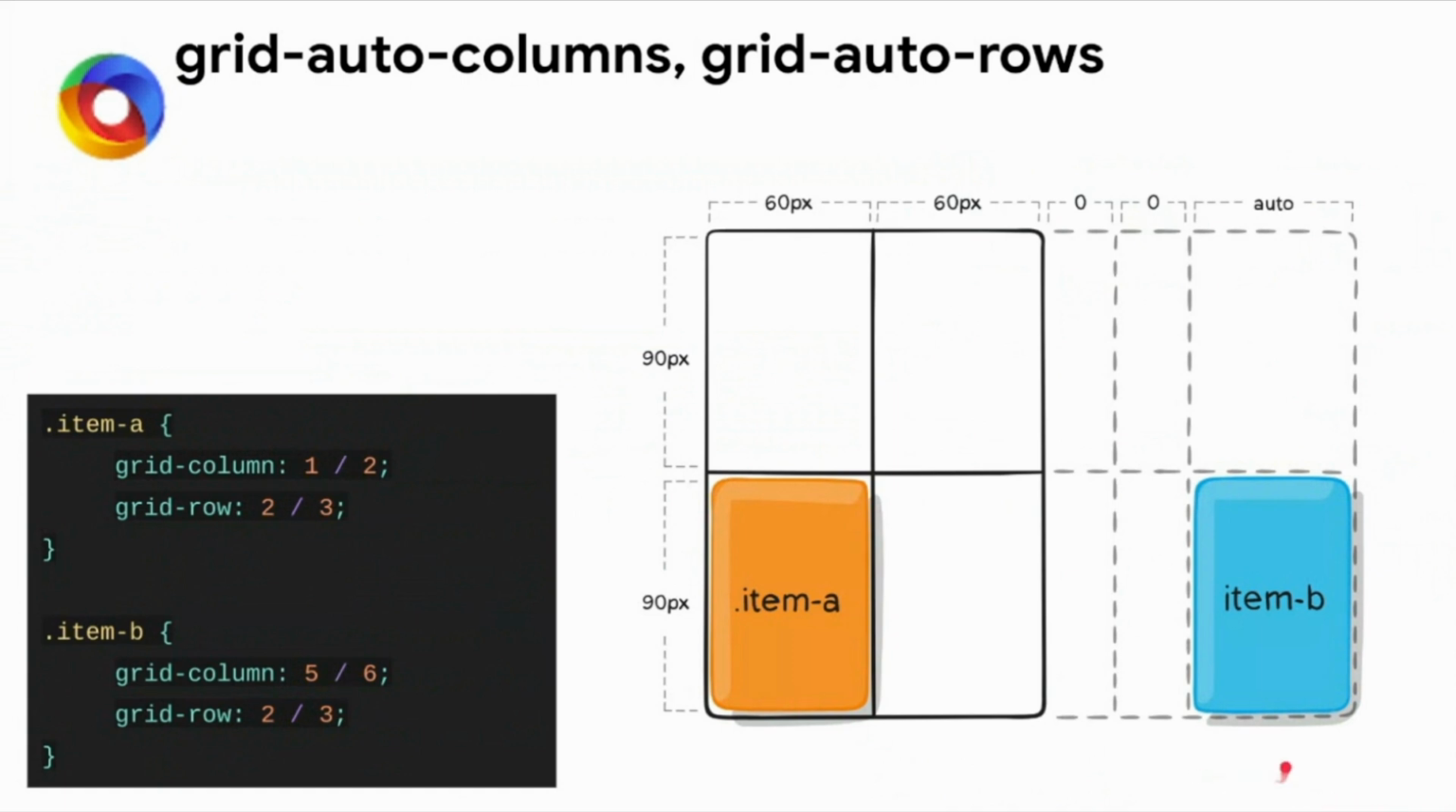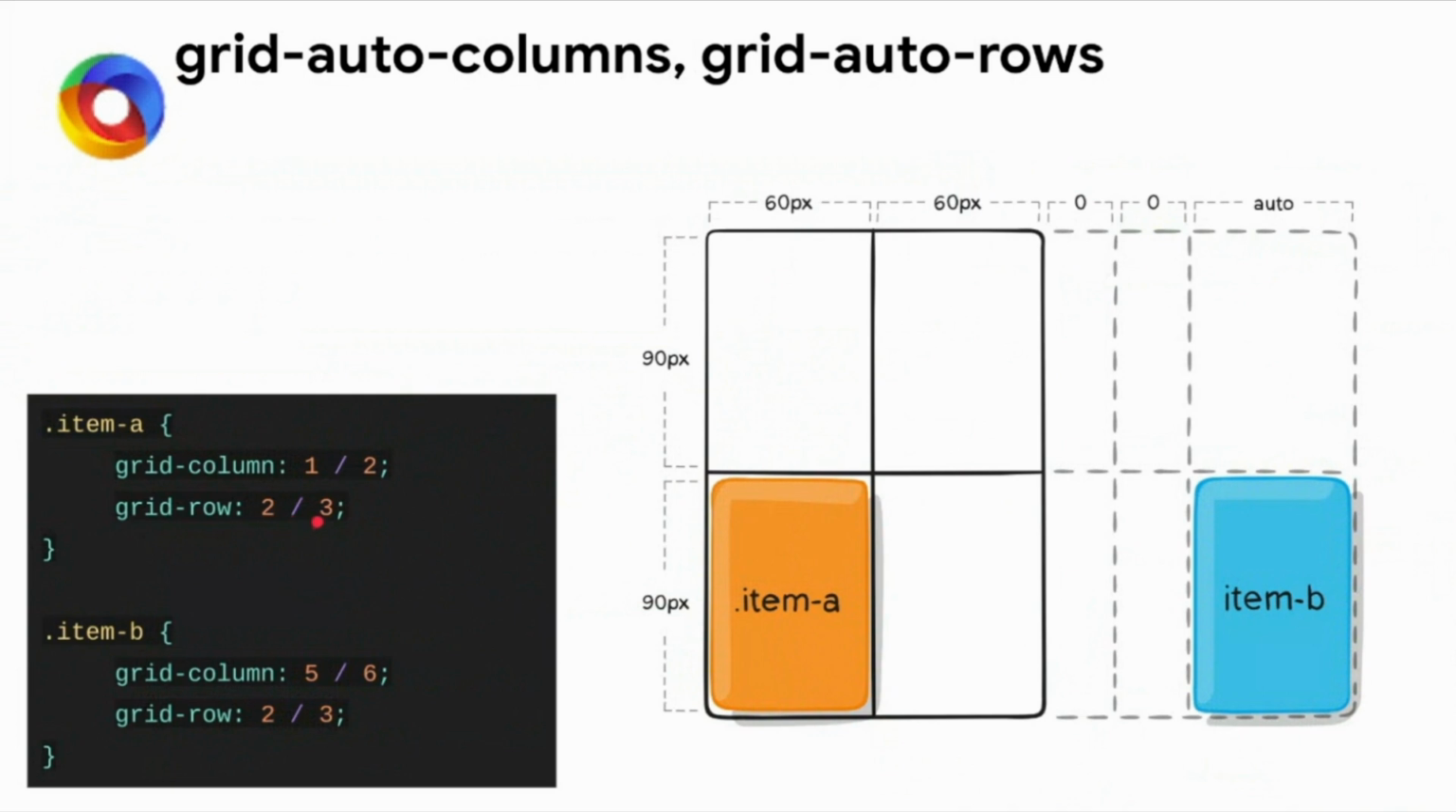What exactly has he done? He has created two items so that he can place them in that grid. The first item, A, what exactly has he done? It should start with 1 and end with 2. Simple. Column-wise, it should start with 1 and end with 2. So column 1 is here. It starts with 1 and ends with 2.